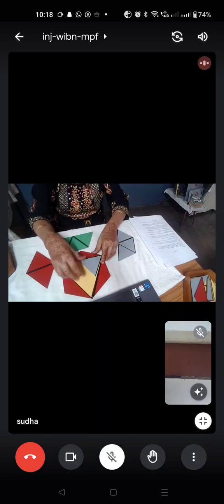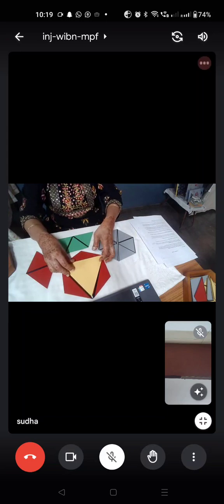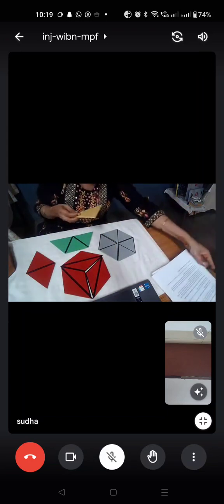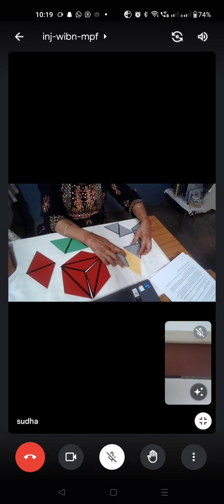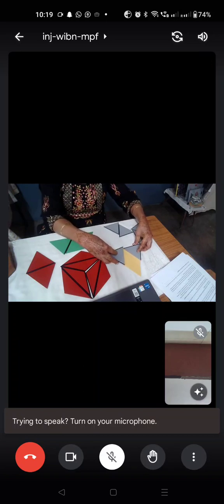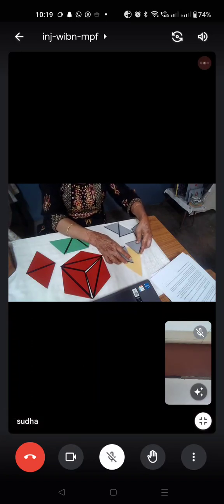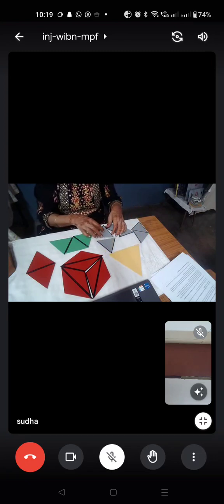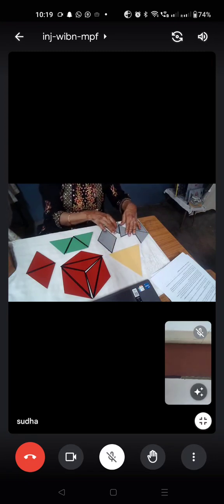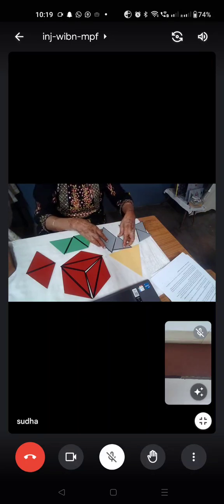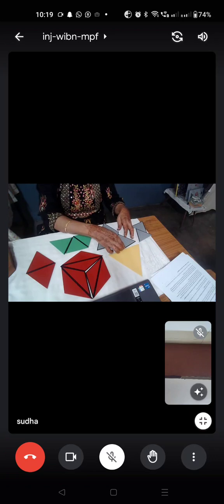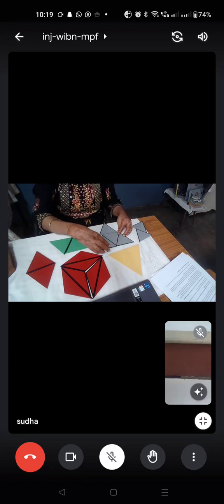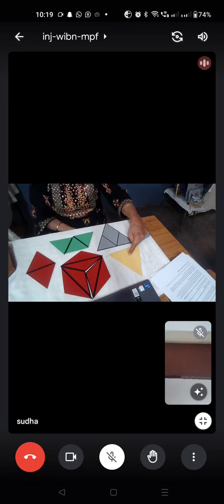What do you think with this gray triangle? What's the relationship? 6 times. 4 times. Can you? Do you think these two are the same?